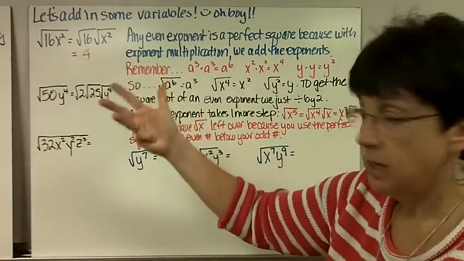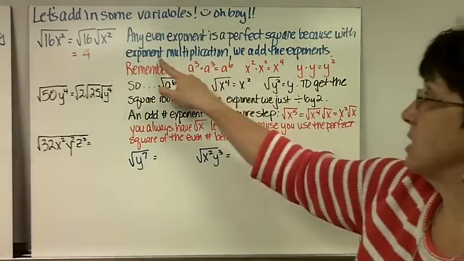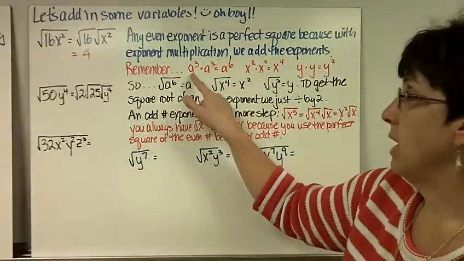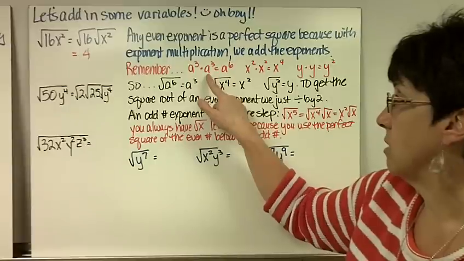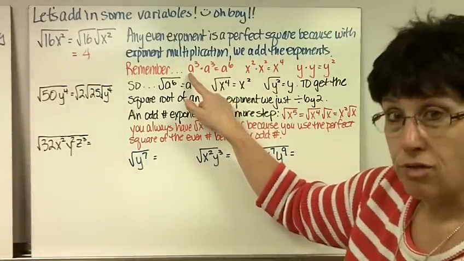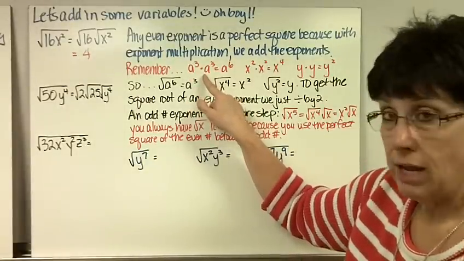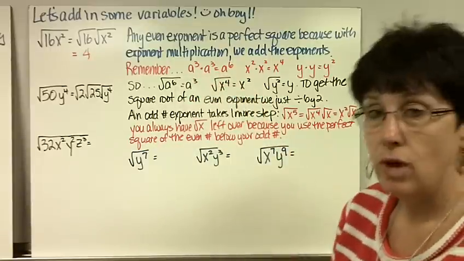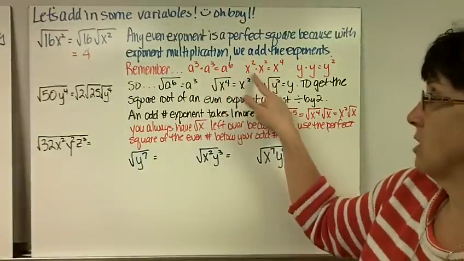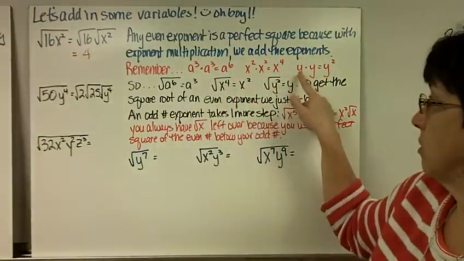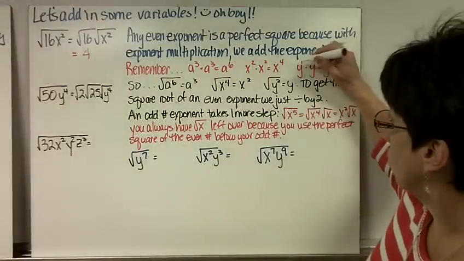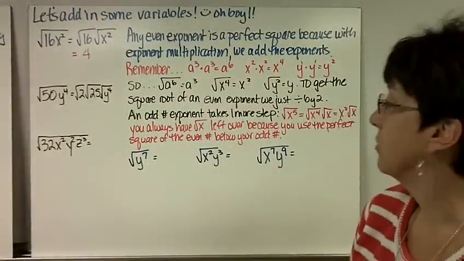2, 4, 6, 8. Because with exponent multiplication, we add the exponents. Remember, if I had a to the 3rd power times a to the 3rd power, you would tell me that's a to the 6th power, because this means there are 3 a's here, plus 3 more a's is 6 a's. But instead of writing it all out, we realized we could just add the exponents. X squared times x squared, x to the 4th. And y times y is y squared, because really there are 2 invisible 1's here, right?